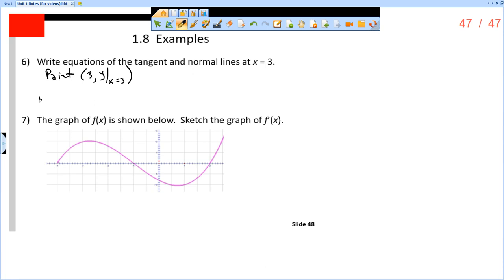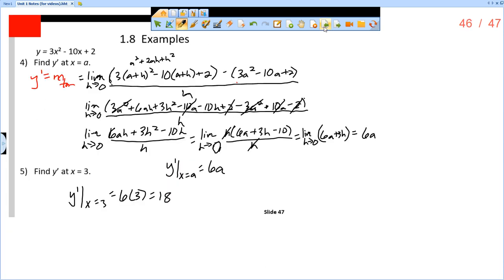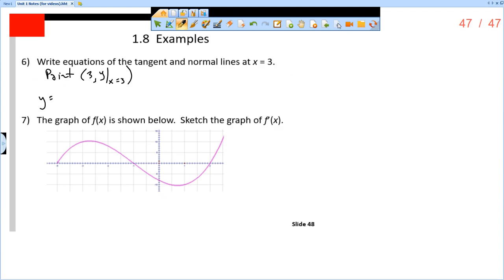So now we're plugging 3 into that original equation. Remember the original equation, 3x squared minus 10x plus 2. So 3 times 3 squared minus 10 times 3 plus 2. 3 times 3 squared, that'd be 3 times 9, 27, minus 10 times 3, so 27 minus 30 plus 2.